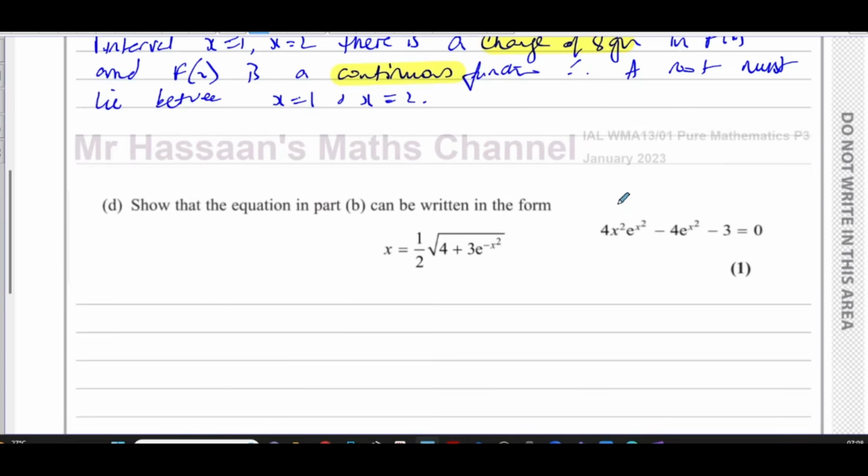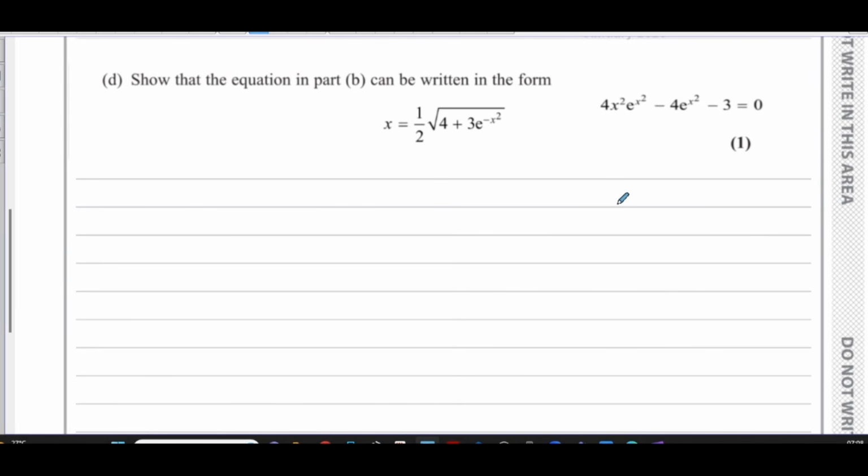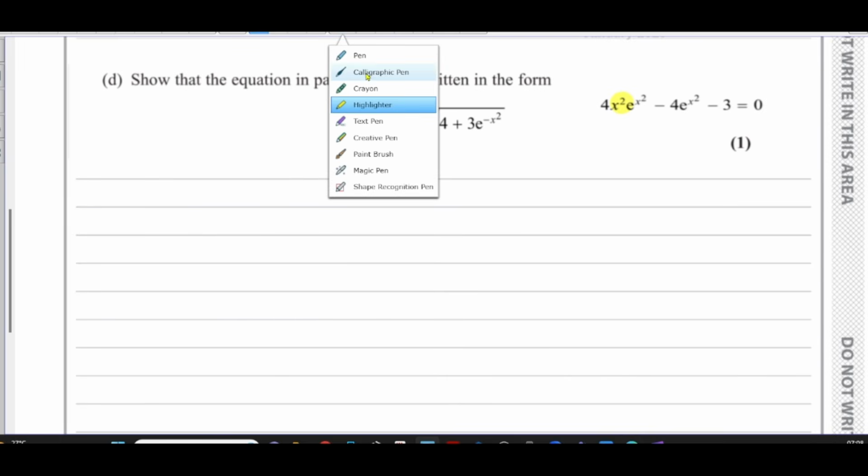All right, so part D, it says, show that the equation in part B, which is this one here, can be written in this form: x equals a half times the square root of 4 plus 3e to the power of minus x squared. So one of these x's has been made the subject of this formula. And obviously, because you have a square root here, it must be the x written as x squared that has been made the subject of the formula. So we have to make that x the subject of the formula.